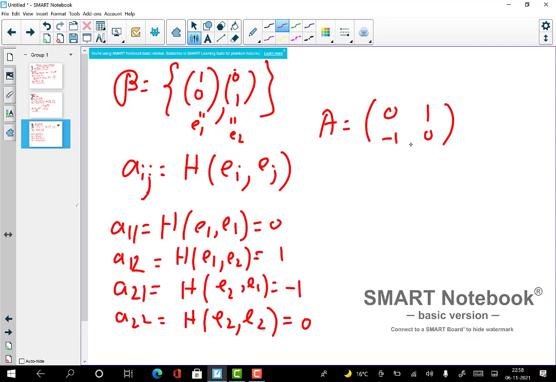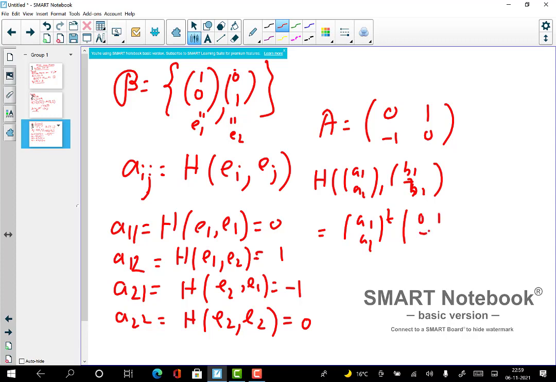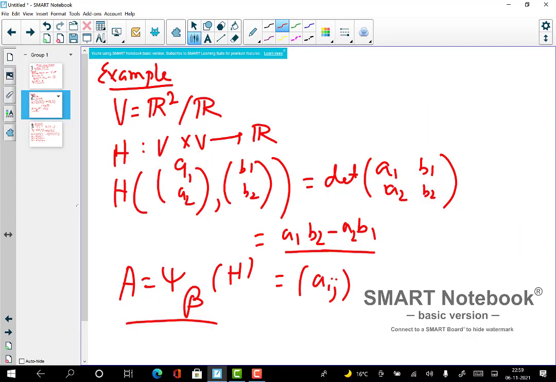Now you check that H, with respect to that, on the vectors (a1, a2) and (b1, b2), can be written as (a1, a2) transpose times the matrix 0, 1, minus 1, 0, times (b1, b2). This is obvious now, right? So you can easily find the matrix with respect to any basis.